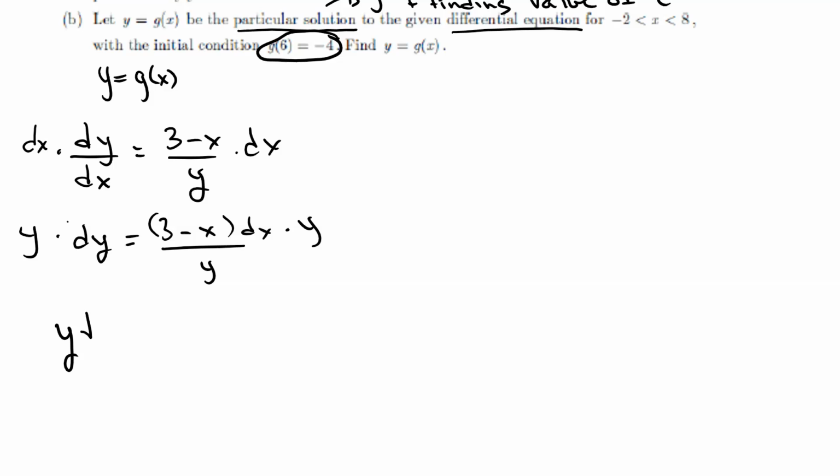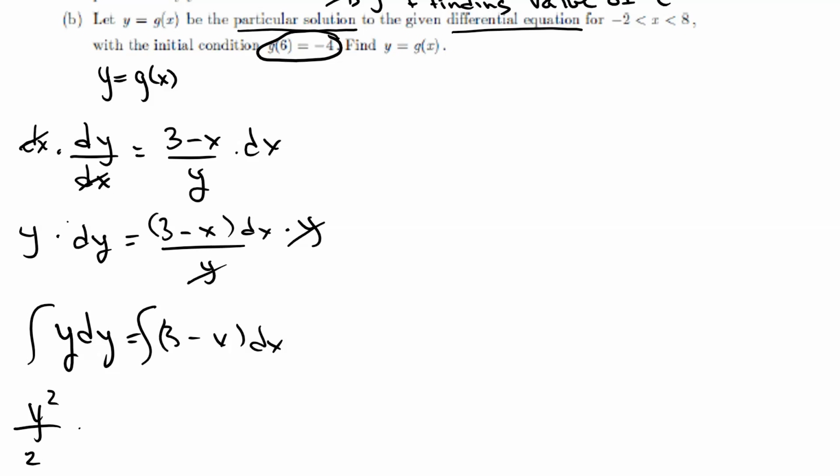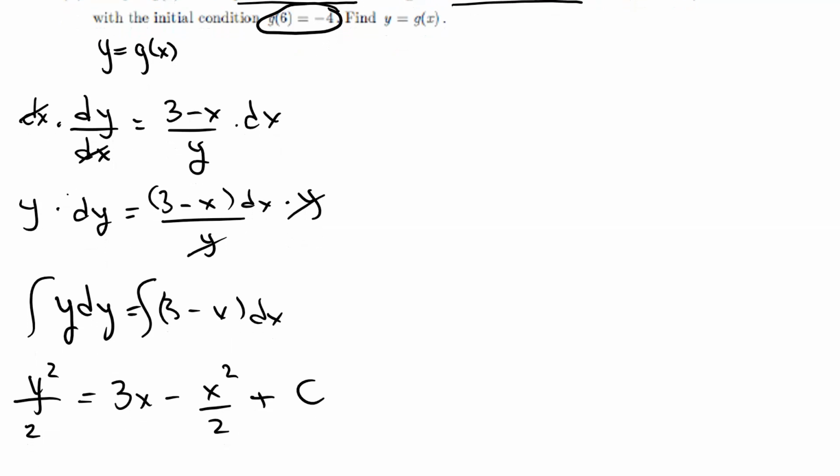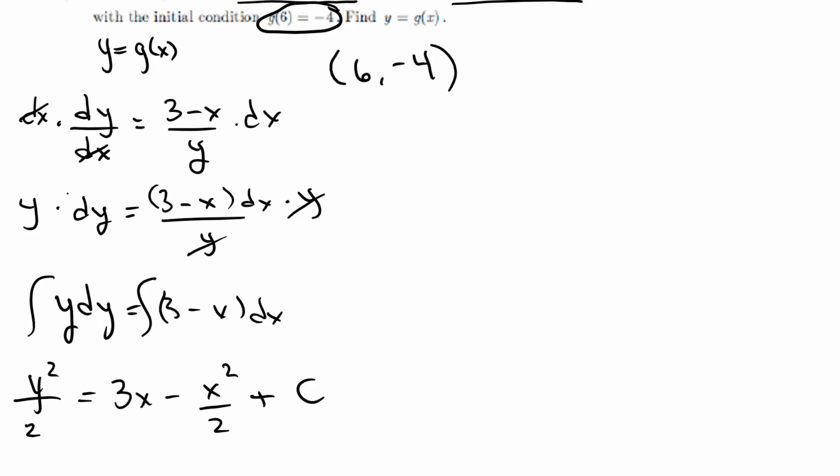So we've got y dy equals 3 minus x dx. These cancel. And we integrate. So I end up with y squared over 2 equal to 3x minus x squared over 2 plus c. And we're given the point 6, negative 4. So we use that to find our particular solution. So I'm going to go ahead and substitute in that value.